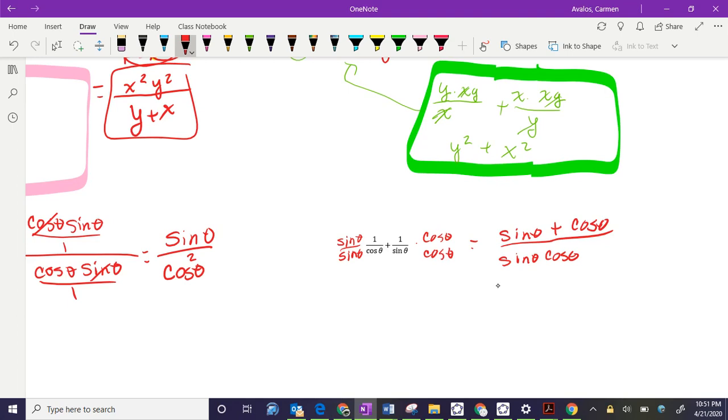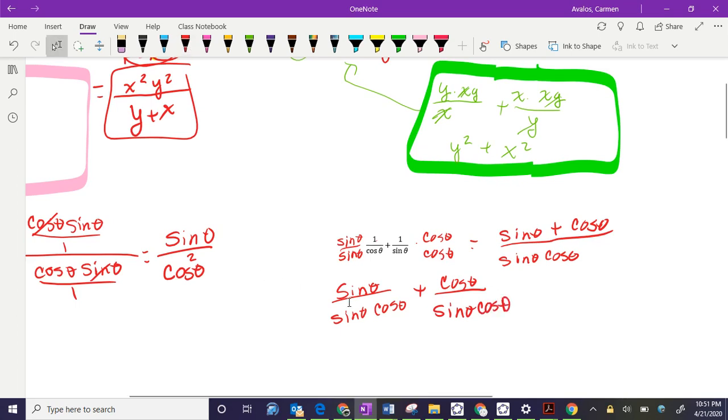If you think that I skipped a couple of steps here, I am multiplying numerator to numerator, so it's sine of theta, and we get sine of theta here, cosine of theta here, and then it's going to be plus cosine of theta, and then again we get the sine of theta, cosine of theta, and they have a common denominator. So if I have a common denominator, I could add the numerators and the common denominator stays the same. So this is what I get here.